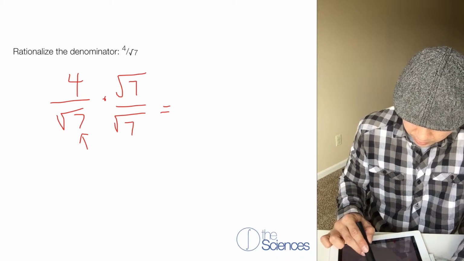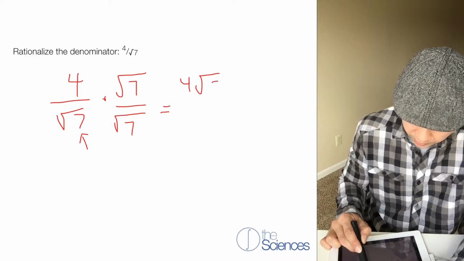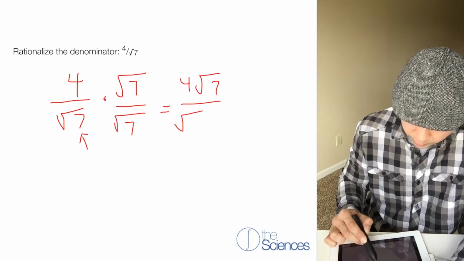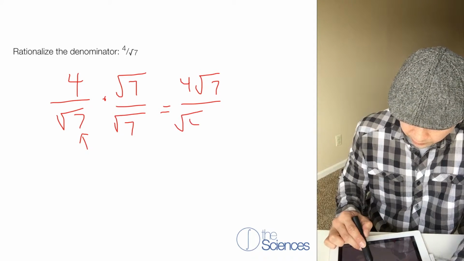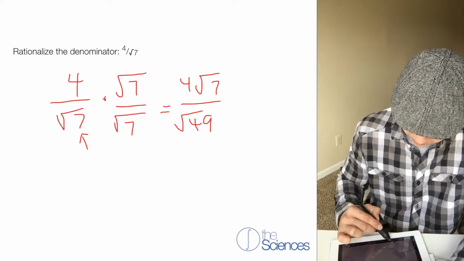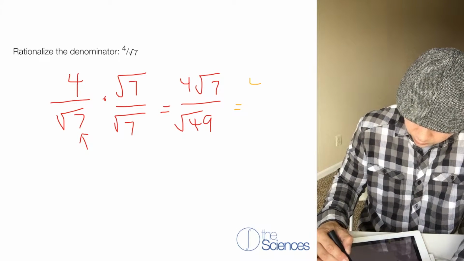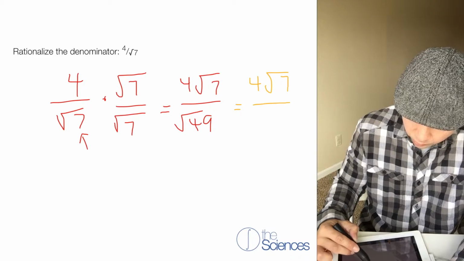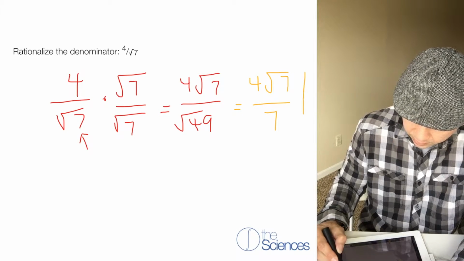So this gives us 4 square root of 7 over the square root of 7 times the square root of 7, which is 49. So we have 4 square root of 7, and the square root of 49 is 7. So that's our answer.